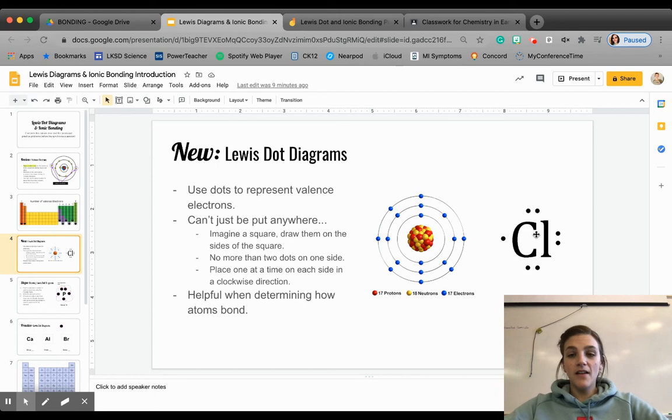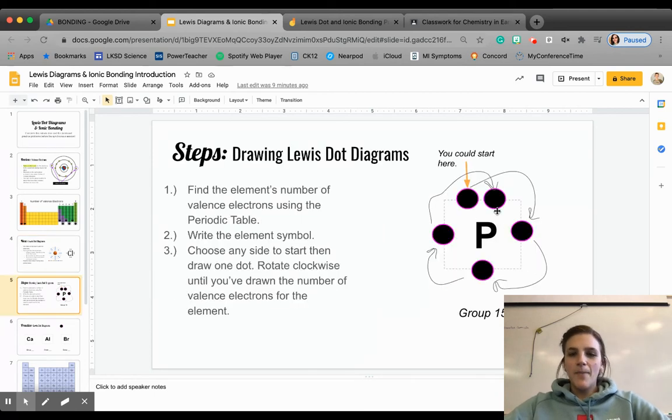So the pattern is that, I'm going to skip ahead to the steps here. I imagine there's a box drawn around the element symbol itself, and you're allowed to put 2 electrons on each side of that box. Now you have to find a starting point, and you put 1 electron on each side of the box until you've gotten all of your valence electrons accounted for.